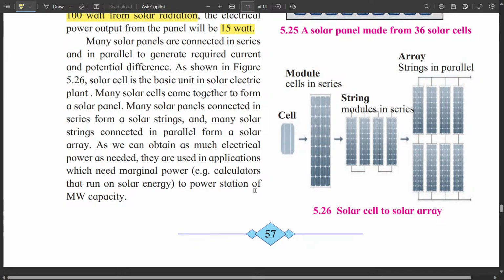As shown in the figure, the solar cell is the basic unit in a solar electric plant. Many solar cells come together to form a solar panel. Many solar panels are connected in series to form solar strings, and many solar strings are connected in parallel to form a solar array. As we can obtain as much electrical power as needed, they are used in applications which need marginal power, like calculators, to big power stations having a capacity of megawatts.